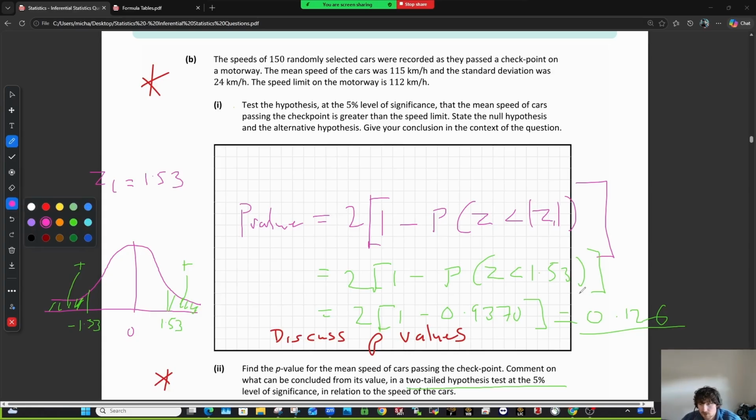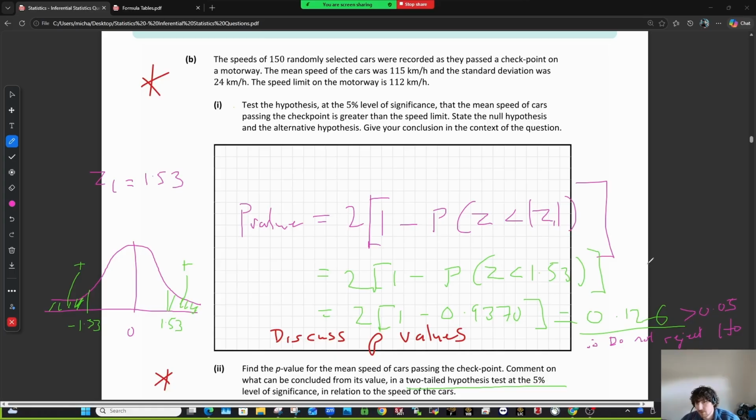And so what's the conclusion on that? Your conclusion is that this is greater than our level of significance, which was 0.05. So that means we therefore do not reject H0. And that is the lowest level of significance at which you begin to reject H0.